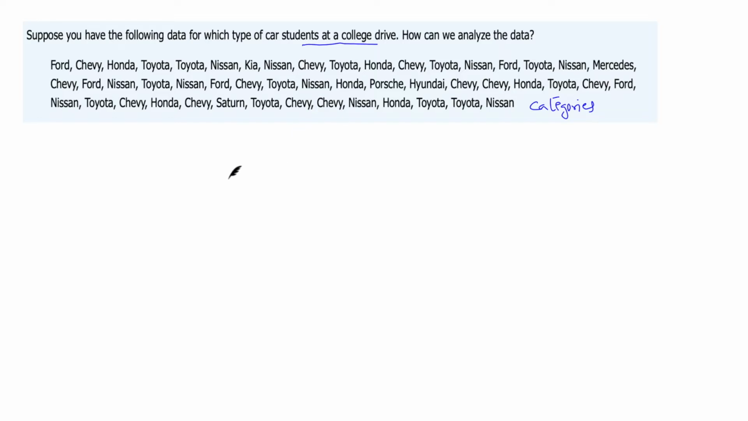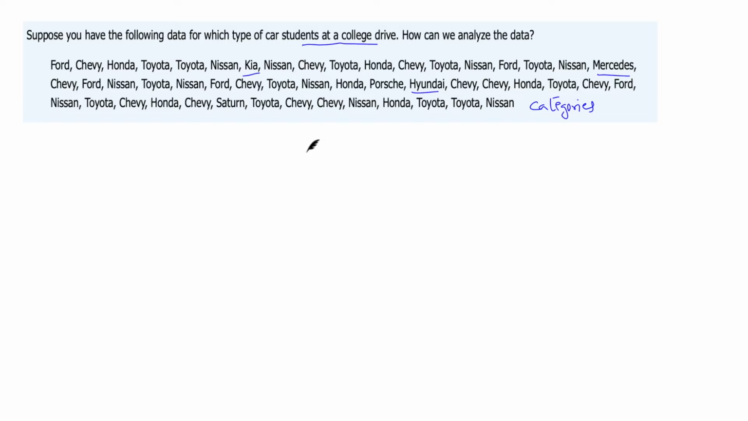In this case, it is relatively easy. Just use the car type like Toyota, Honda, Chevy, etc. However, if you look at the data, there are several cars that only have one car in the list. Like we have Kia, we have Mercedes, we have Hyundai, etc. What do we do about these cars?